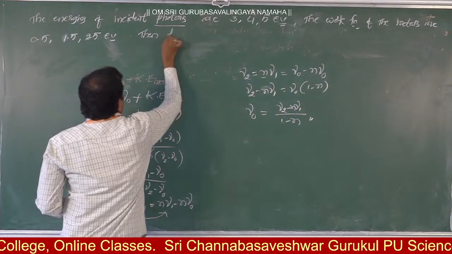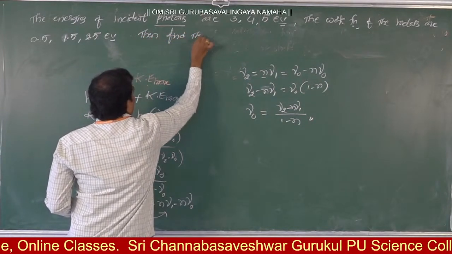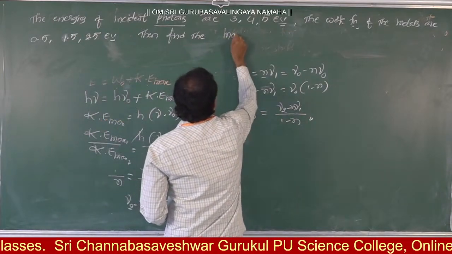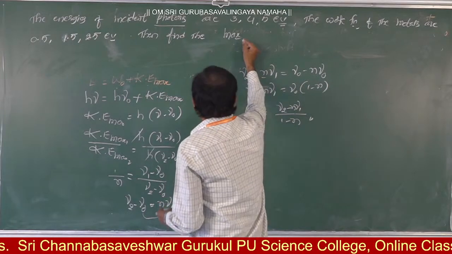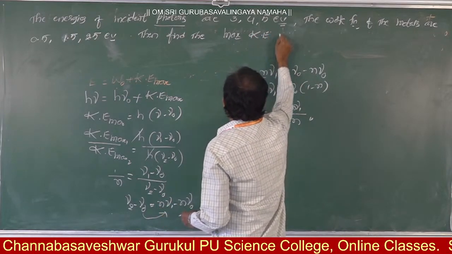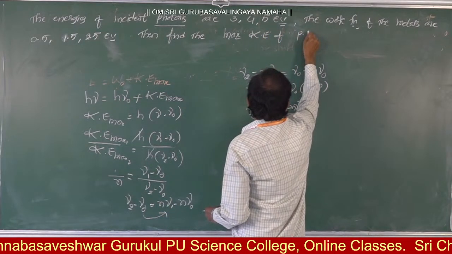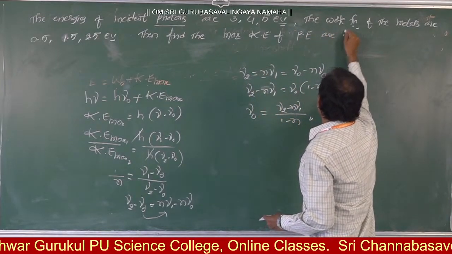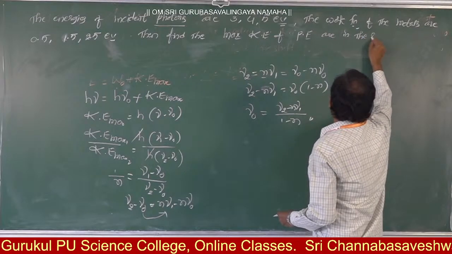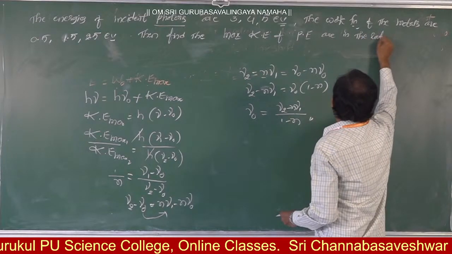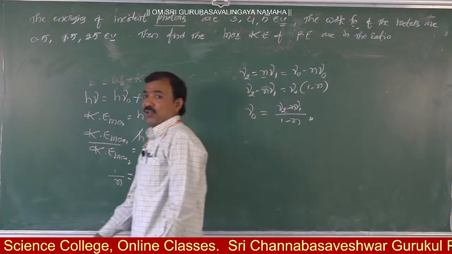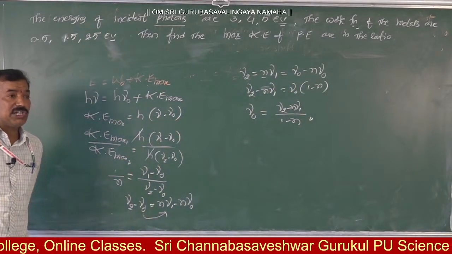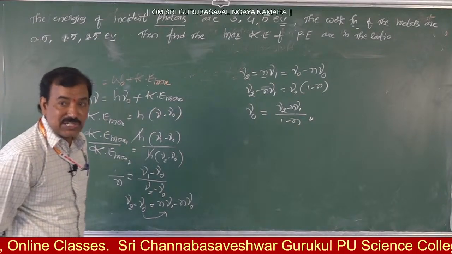Then find the maximum kinetic energy of photoelectrons in the ratio. One simple question. The energies of photons, nothing but incident light energies, are given here.